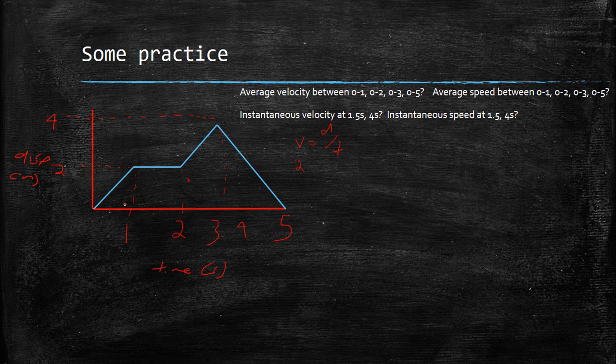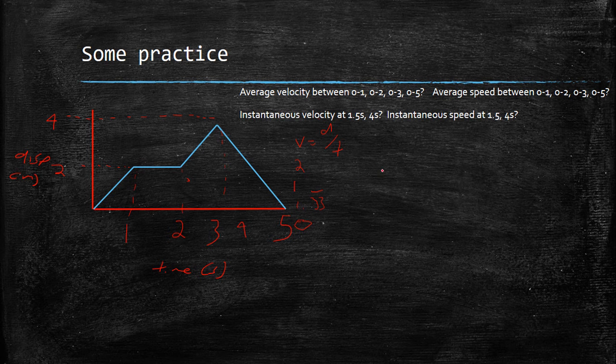All right, next one, 0 to 2. Displacement over time, so at 2 seconds, they're at 2 meters. So the total displacement is 2 over 2, so it's going to equal 1 meter per second. Alrighty, 0 to 3. Total displacement of 4 over 3. 4 over 3 is 1 1/3, so 1.33 recurring. And now 0 to 5. Total displacement is 0, so the time 5 doesn't matter. 0 over anything will equal 0.